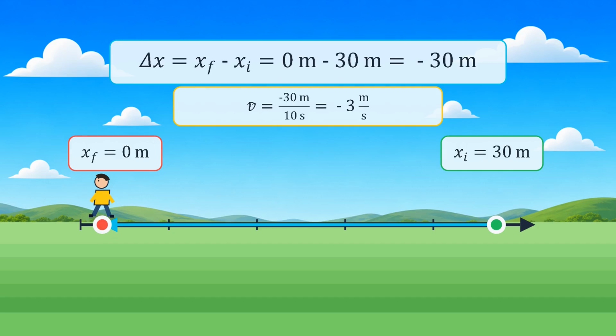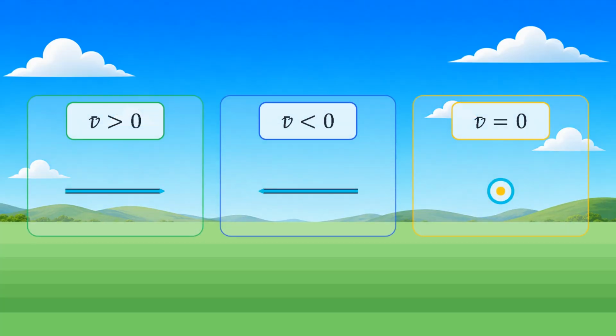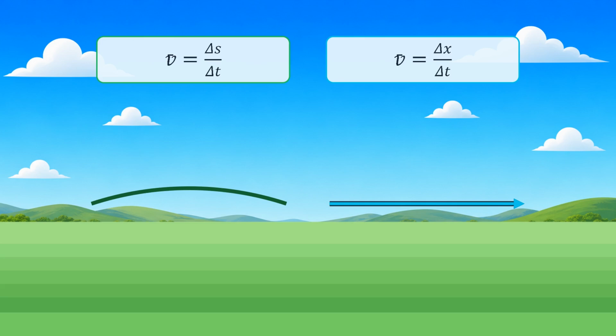The negative sign does not mean that the person moves slowly, and it does not mean that the velocity is impossible. It tells us that the overall change in position points in the negative direction of the chosen axis. Average velocity can therefore be positive, negative, or zero. This follows directly from displacement, because displacement can carry a sign. Average speed is different. It is calculated from distance. Distance is a scalar and cannot be negative, so average speed cannot be negative. Average velocity is calculated from displacement. Displacement has direction and orientation, so average velocity can carry a sign.